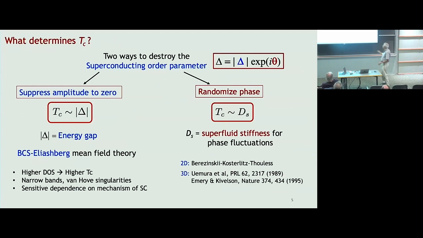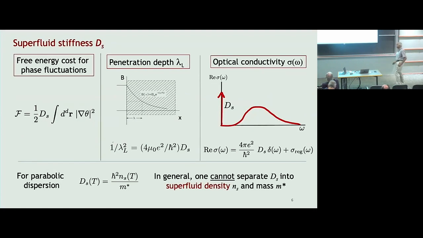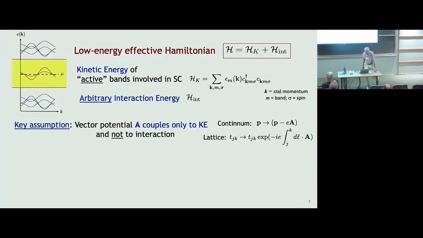And there's a long history of very distinguished papers which suggested this. So since the superfluid stiffness plays a very major role in what I have to say, I just put this up again. This audience doesn't need this pedagogical description. The only thing I would say is that for a parabolic dispersion, the stiffness can be separated into a numerator and a denominator, which is the superfluid density and the mass. But more generally, it's only this combination which enters all physical observables, like the London penetration depth or the weight of the delta function.